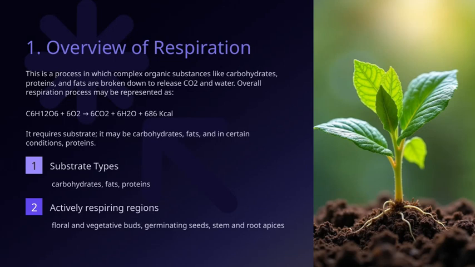Here, we see floral and vegetative buds, germinating seeds, as well as stem and root apices. These are all actively respiring regions, meaning they're engaged in the process of breaking down stored nutrients to generate energy. Speaking of nutrients, the substrates that plants use for respiration include carbohydrates, fats, and proteins. These are the main types of organic molecules that provide the energy necessary for growth and development.